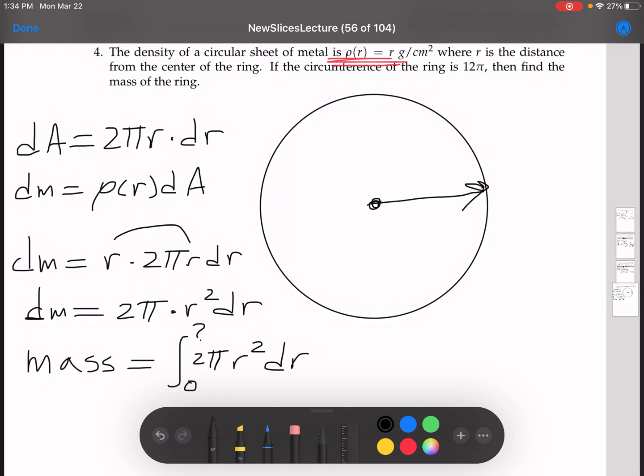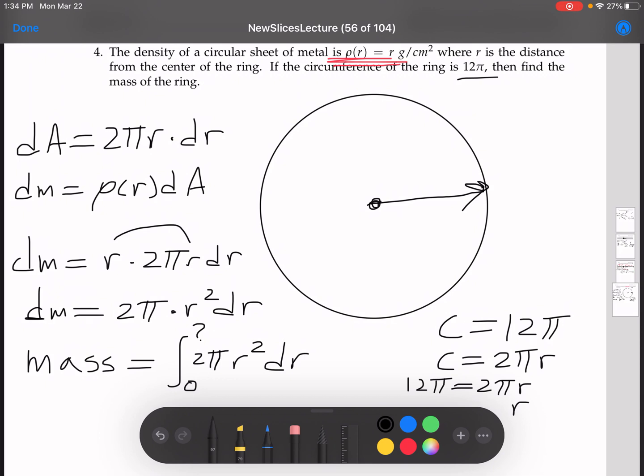Notice that we're given the circumference is 12 pi. We know circumference equals 2 pi r, so 12 pi is equal to 2 pi r, and the outer radius, this radius all the way to the edge, is 6. So we're going to go from 0 to 6, ranging over all radii from radius 0 to radius 6.